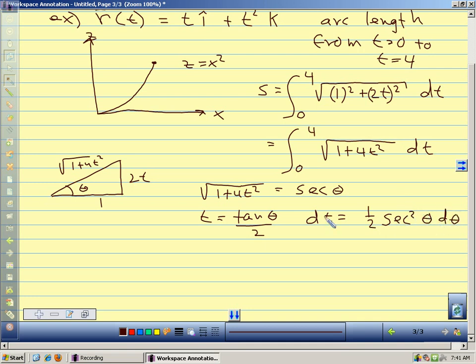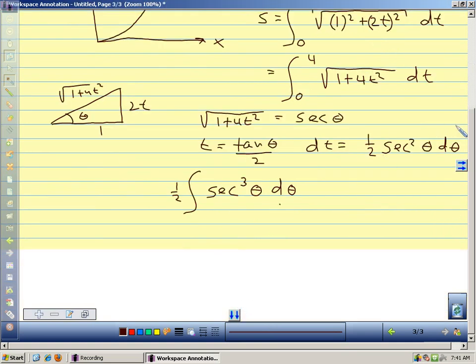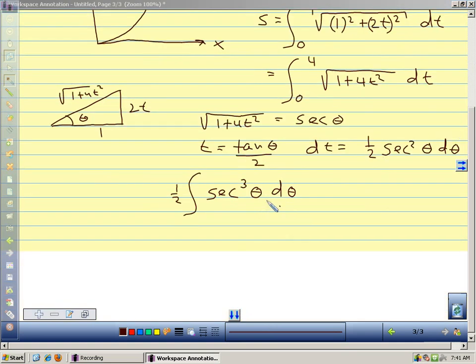So if we're looking at just the indefinite integral, I'm not going to put my limits in, we end up with the integral of 1/2 secant cubed theta d theta. This one is a tricky one to evaluate. Anybody have an idea of how we evaluate this one? We have to do integration by parts. So we do a trig sub, and now we have to do an integration by parts.